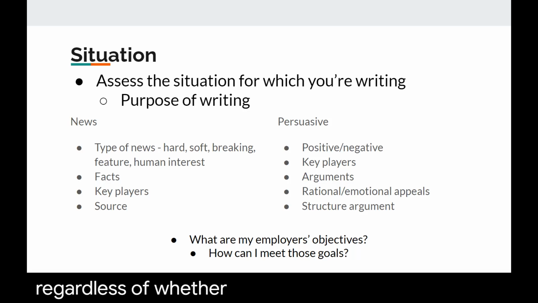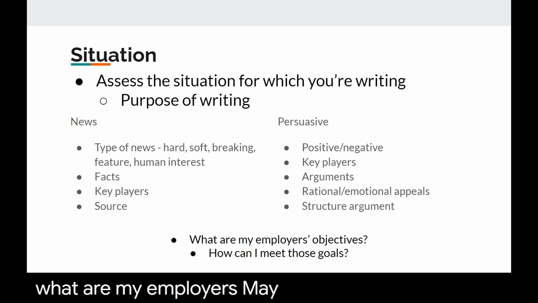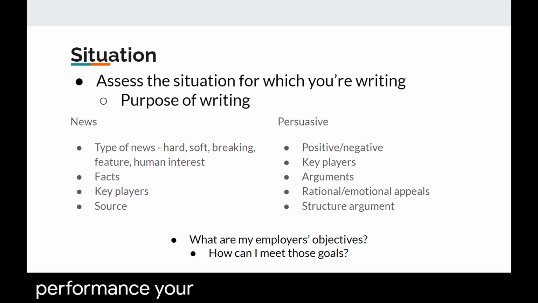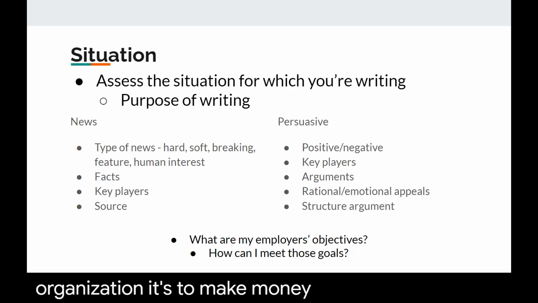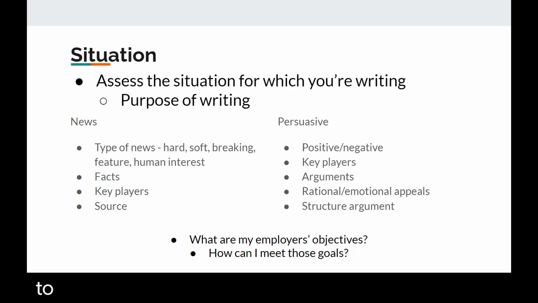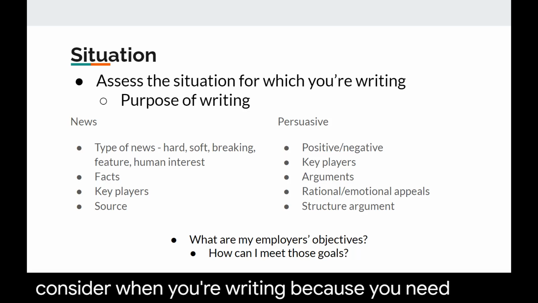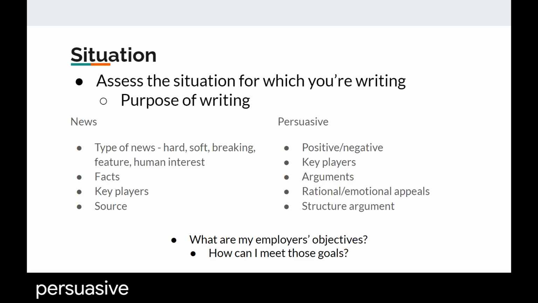Regardless of whether you're writing for news or persuasive writing, you always need to think about what are my employer's main objectives. For news, this is likely going to be your ratings, your social media performance, your website performance, because what are the primary objectives for a news organization? It's to make money, it's to get viewers, it's to inform. And so these are all things you have to consider when you're writing, because you need to know how to meet those goals. The same for persuasive media writing.